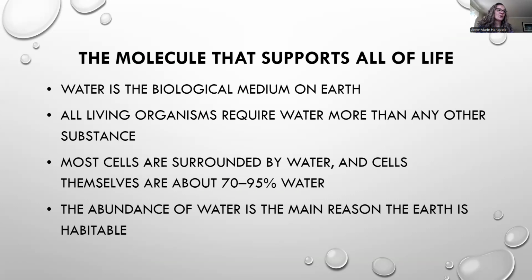And so that's why most cells are made up of mostly water. They're also surrounded by a lot of water. And so all living organisms require that molecule more than any other substance in order to sustain life. So when they're looking for life on other planets, they're going to be looking for water to see if there's water present. If there's water present, then it is possible for life to exist there. So the biological medium of life on Earth is water because it facilitates all of those chemical reactions necessary for life.